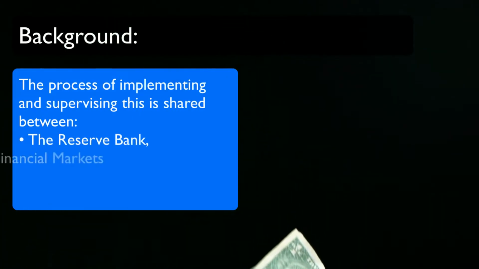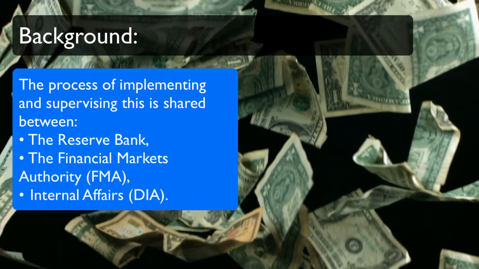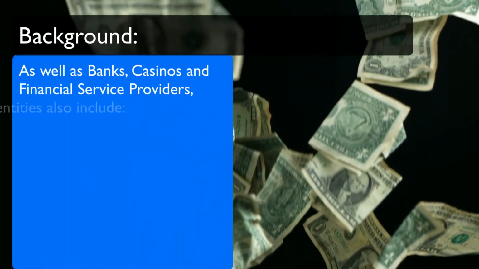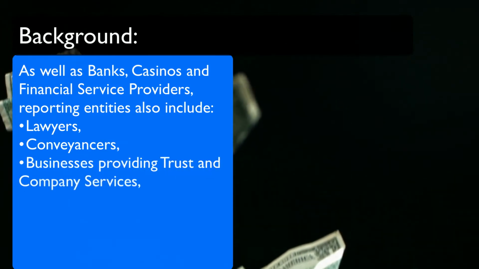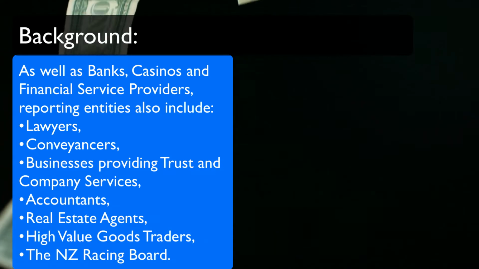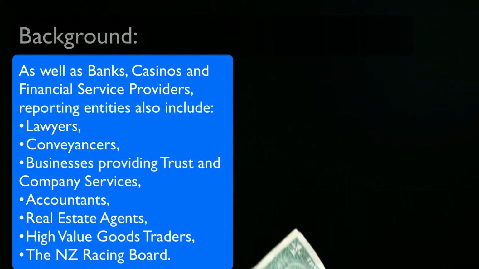The process of implementing and supervising this is shared in New Zealand between the Reserve Bank, the Financial Markets Authority (FMA), and Internal Affairs, as well as banks, casinos and financial service providers. Reporting entities also include lawyers, conveyancers, businesses providing trust and company services, accountants, real estate agents, high-value goods traders, and the New Zealand Racing Board.